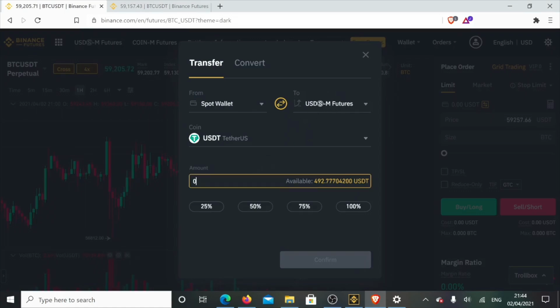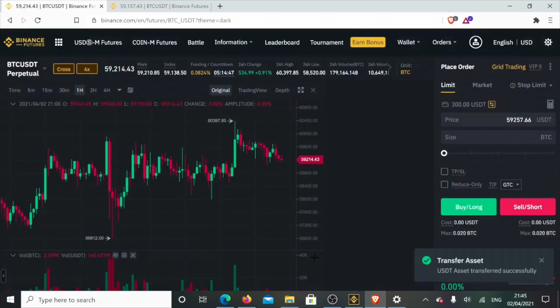You can see from your spot wallet, you want to transfer to your USDⓈ-M Futures account. So click here, and any amount you want to transfer. Here, my balance in my spot wallet on this account is 492. So I can just click 100%, 75%, 50%, 25%, or you can even decide to type it in yourself. Let me just make an example. Let me type in 300 from this balance and click on confirm. Okay, you can see successful. I have my balance now. My balance is 300 and I can trade with that.